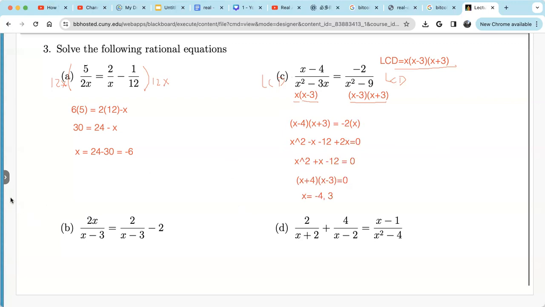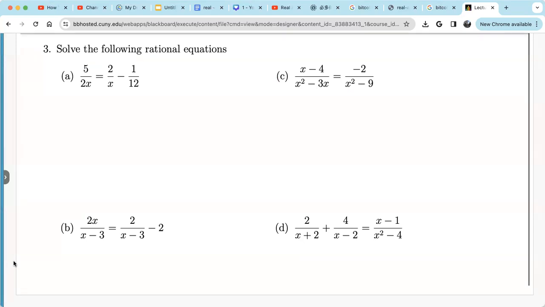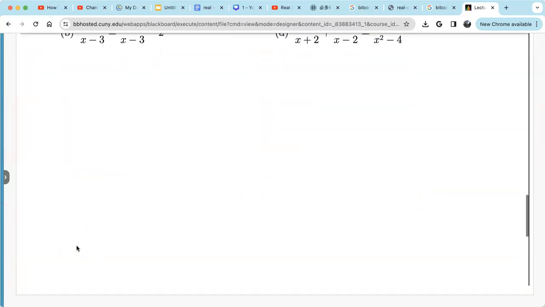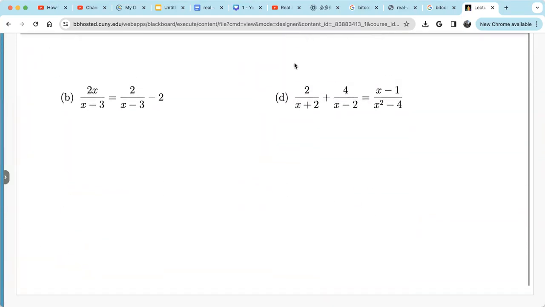Okay, now let's move up to do B and D, and I think that's it. That's the last one. So let's see this one. Let's see B. I have this rational expression, and this rational expression, and those two indeed have common denominators.